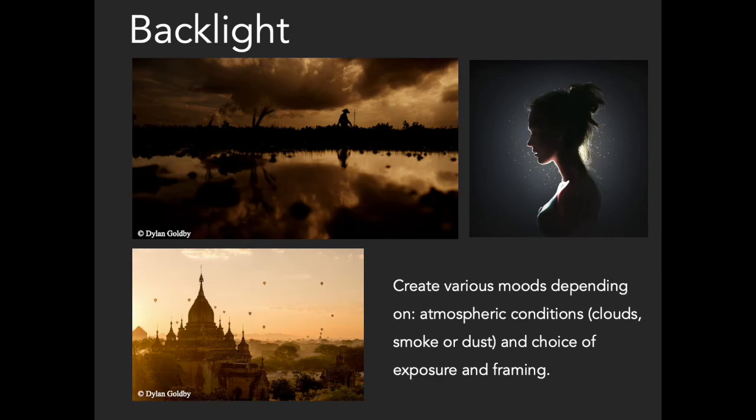Backlight also allows you to create various moods depending on atmospheric conditions and choice of exposure and framing. Shooting this type of light presents its own set of challenges, and each lens and camera will react differently. In the images here, Dylan Golby used backlight to play with atmospheric conditions like smoke, clouds, or dust. These things become illuminated when they are backlit and start to glow as shown in his pictures here. He uses it to create a lot of mood in his images.